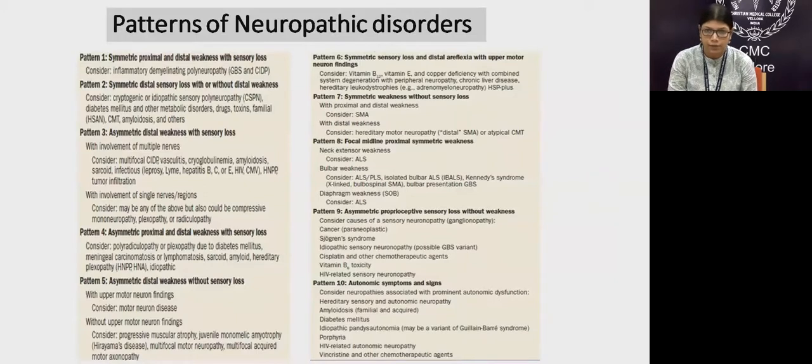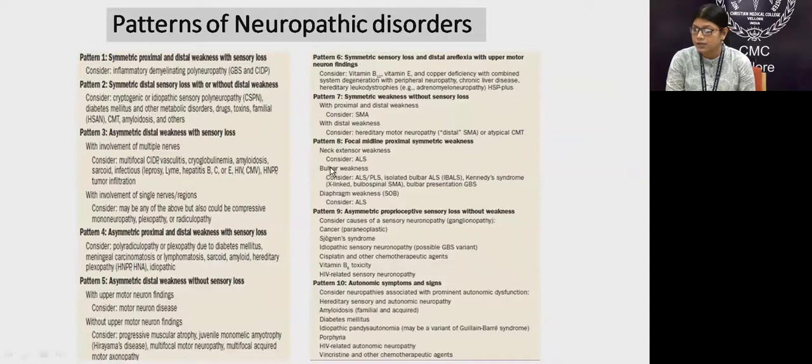So, if there are definite signs of UMN involvement, then the diagnosis more often than not is an anterior horn cell disorder, such as motor neuron disease or ALS. If it is without upper motor neuron findings, other anterior horn cell, other motor neuron disorders such as progressive muscular atrophy, juvenile monomelic atrophy, or Hirayama's disease, multifocal motor neuropathy, which is often a mimic of the LMN variant of ALS, in certain cases, we see.